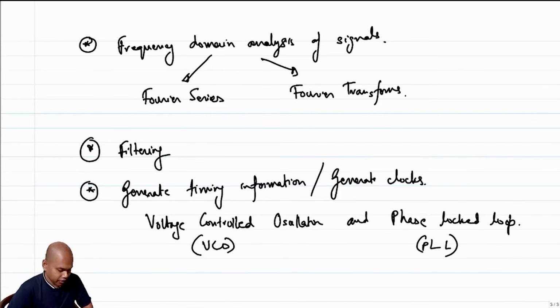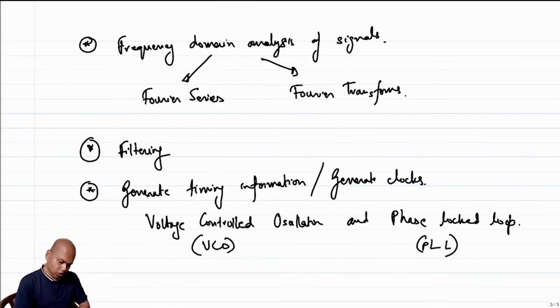Just a piece of information at this stage of the course, even though we'll be talking about VCOs and PLLs, we'll keep it very basic. We'll not go very deep into the discussion on VCOs and PLLs, but we'll try to go deeper into the other aspects of RFICs. Okay. So what else do we need to learn?